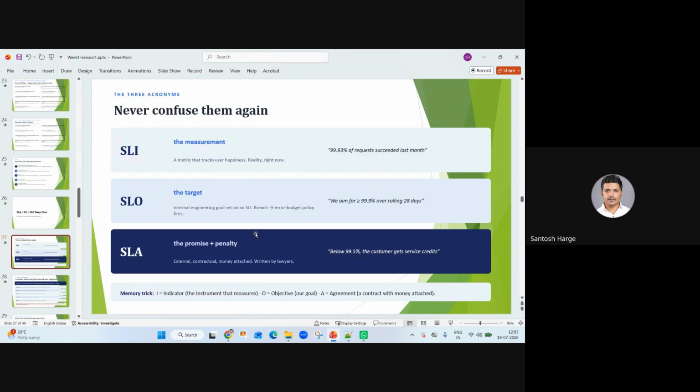SLO is nothing but the internal target. Every organization, company, or team will have its own internal SLO, depending on the criticality of the application. So why do we need SLO? Let's say there is one ABC company. Rather than having each team have its own SLO, why can't we keep the SLO at the agreement level, at the organizational level itself? Any idea why we can't do that? Why is it not possible?